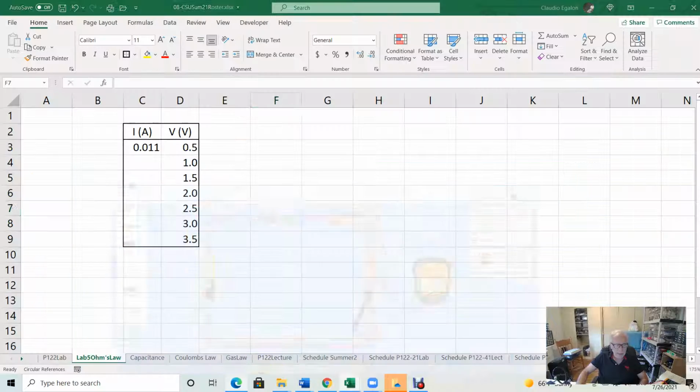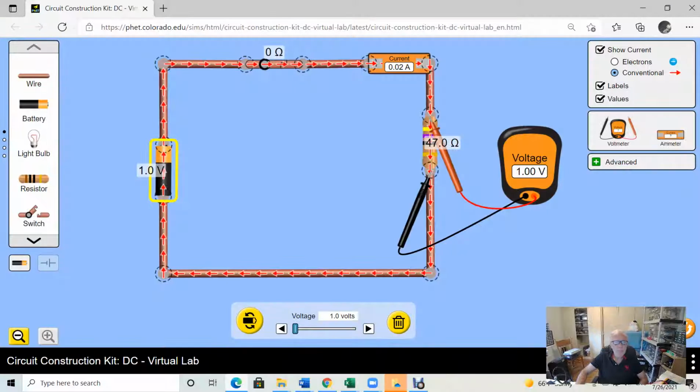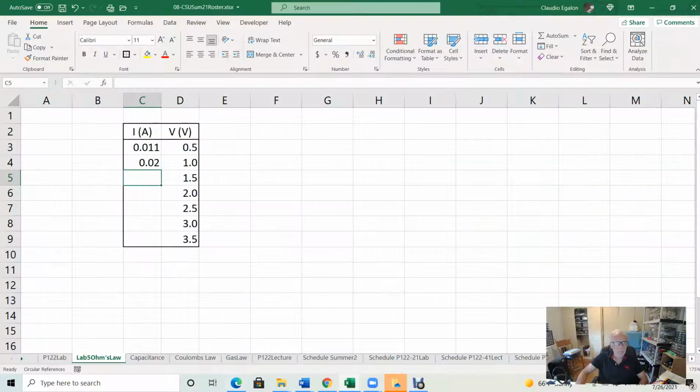So let's go ahead and 0.02. It increased, right? 0.01 to 0.02, almost twice. It's not exactly twice, but it's almost twice. You increase the voltage by twice, the current is increased by twice. Now let's go 1.5. Okay, 0.03. See? Almost 3 times what we had before.